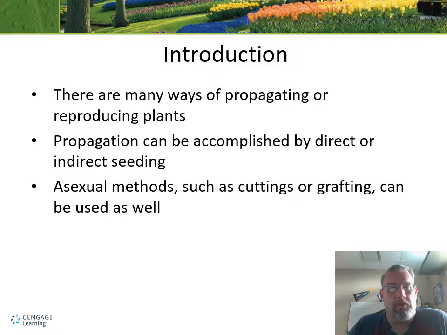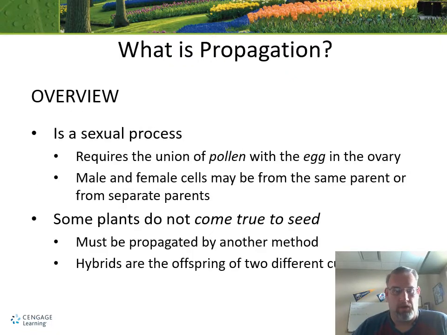Basically, seeds are a way of propagating or reproducing plants. This can be done either directly or indirectly. There are ways of propagating plants without using seeds. This would be called asexual reproduction, and this is done by using cuttings or graftings. This is a very common way of hybridizing things or to maintain special characteristics that you have in the plant that you are trying to propagate.